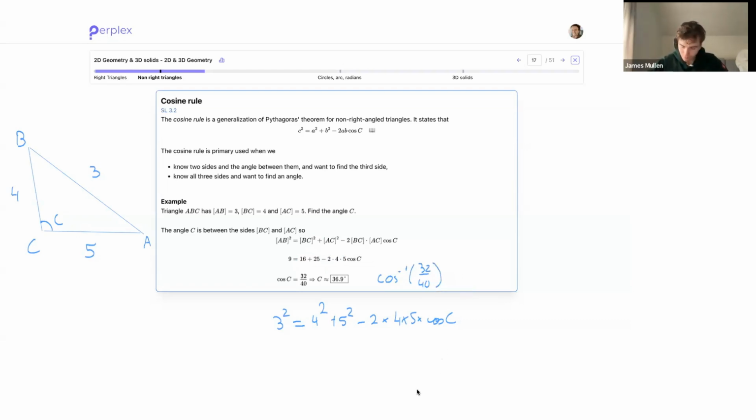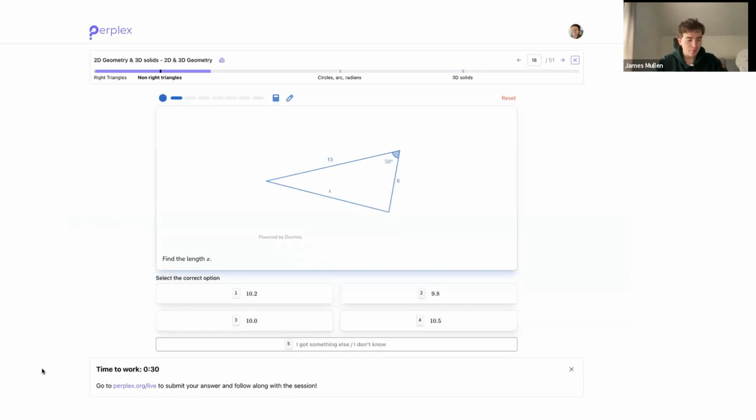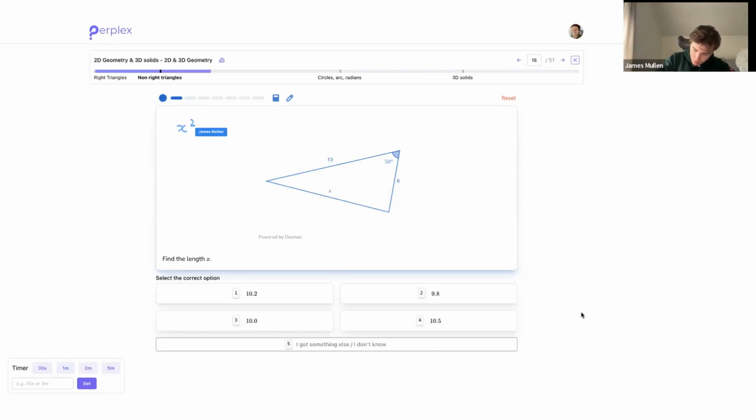Okay. I'm going to give you 30 seconds for this example. Okay, let's cover this. So I have a triangle, and I know two sides and the angle between them, and I'm looking for the opposite side. That's a classic case of the cosine rule. I write x squared is equal to 13 squared plus 6 squared minus 2 times 6 times 13 cosine of 50 degrees.